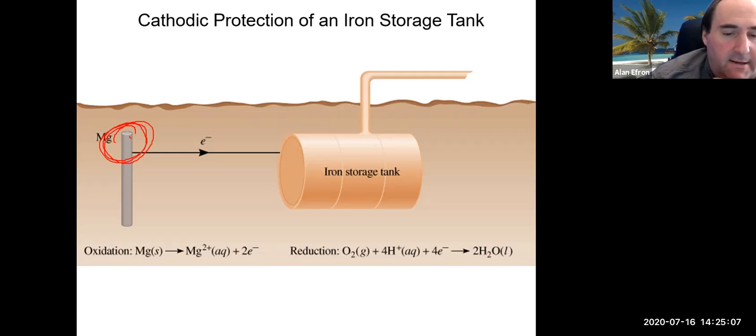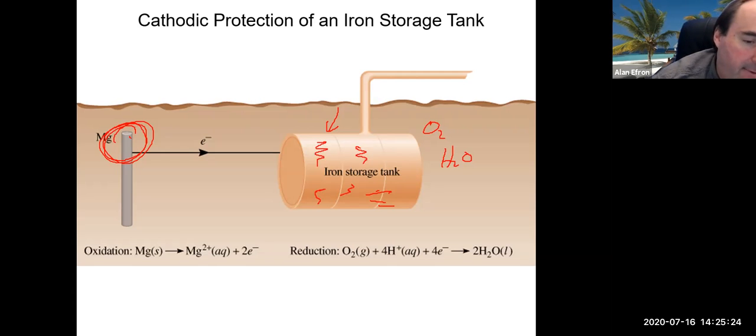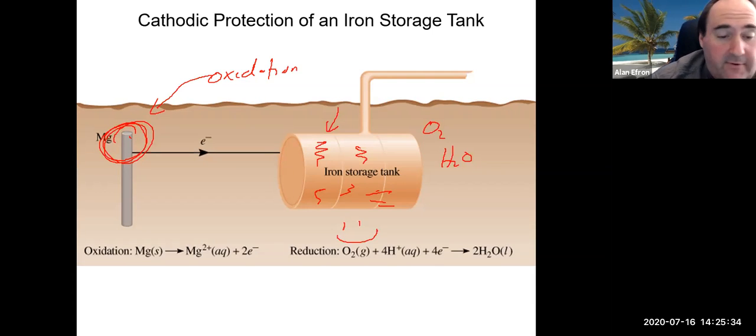cathode there, this tank is in a situation where there's got to be a lot of moisture underground. There's obviously a lot of iron in there, and there's obviously some oxygen. So with nothing there, this tank would be pretty ripe to start to go through corrosion. But by having this magnesium there, all of the bad oxidation is going to occur over here, leaving our tank happy underneath the ground for at least a good couple of years.